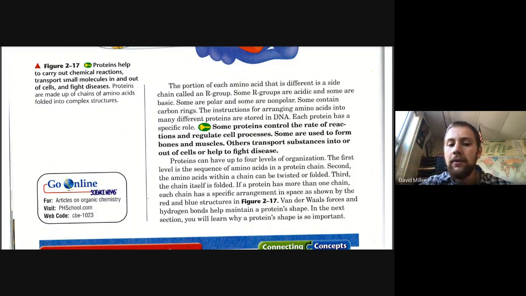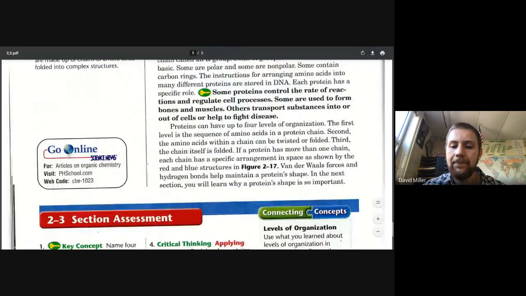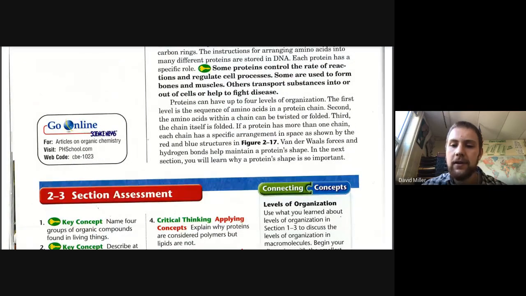Second, the amino acids within a chain can be twisted or folded. Third, the chain itself is folded. If a protein has more than one chain, each chain has a specific arrangement in space, as shown by the red and blue structures in Figure 2.17. Van der Waals forces and hydrogen bonds help maintain a protein's shape. In the next section, you will learn why a protein's shape is so important.